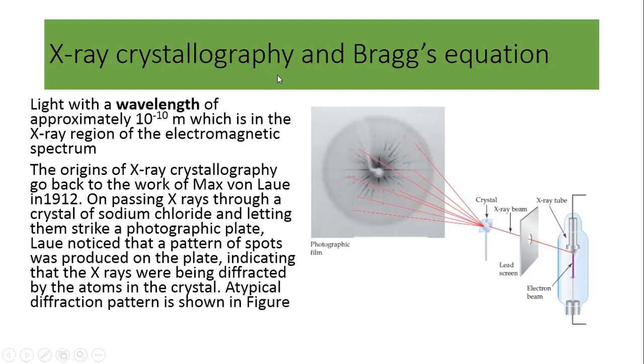So what is diffraction? This is the source of the X-rays coming from the X-ray tube and going through the lead screen, and when it falls on the crystal, the X-rays are diffracted. That's why this is called X-ray diffraction. By using this data, we can determine the crystal structures of the solid. So this is the importance of X-ray crystallography.